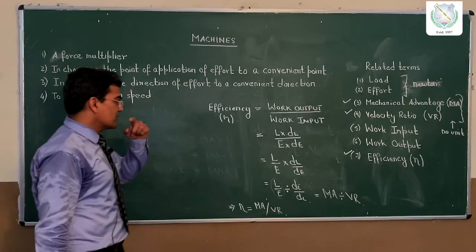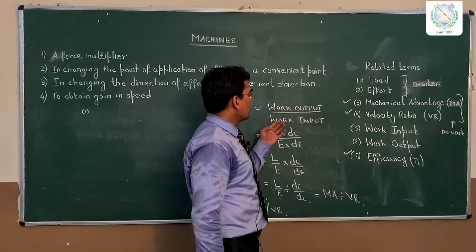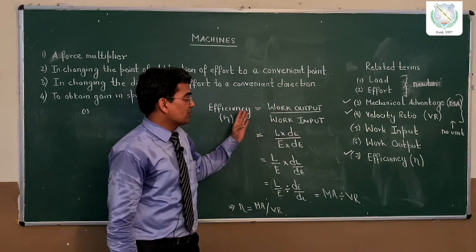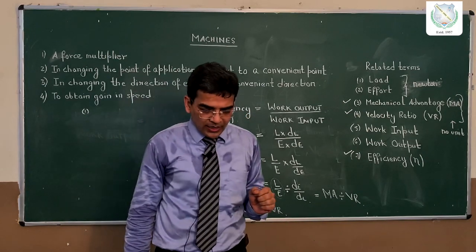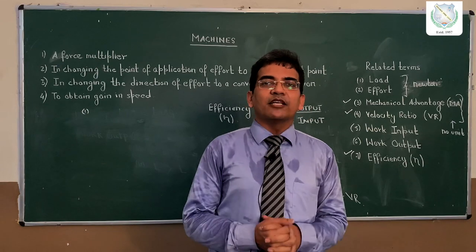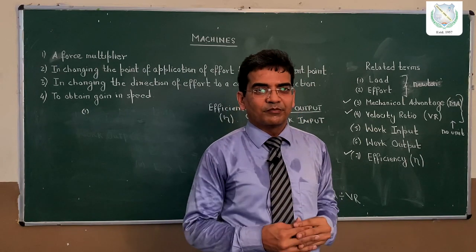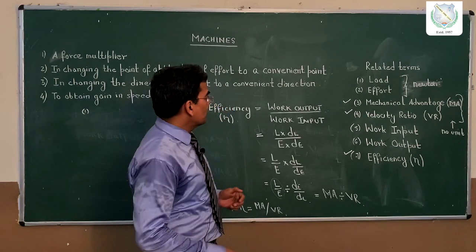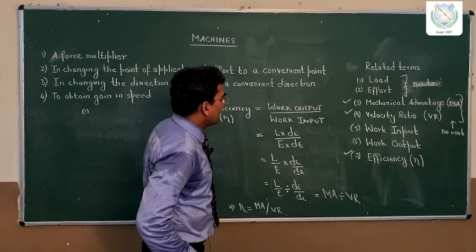Now in some cases we may get work output equal to work input. This is only possible in ideal machines. First of all, let me tell you about ideal machines: machines in which there is no friction and the machines are weightless. Such machines are called ideal machines.